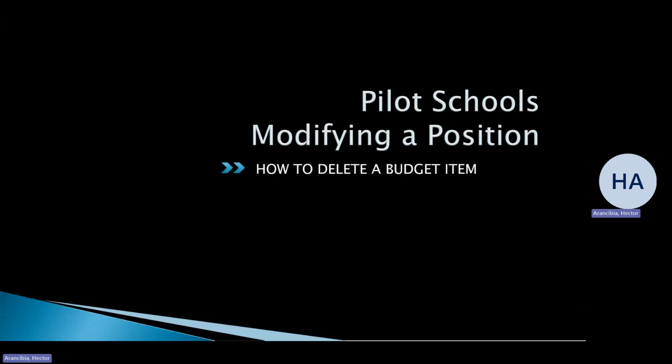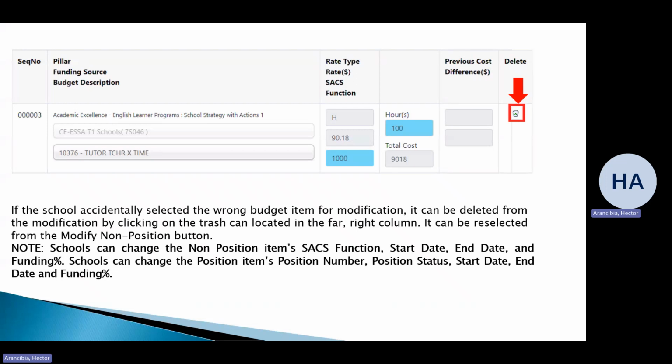And now we're going to cover how to delete a budget item. If the school accidentally selects the wrong budget item for modification, it could be deleted by clicking your trash can located in your far right column. It can also be reselected from the Modify Non-Position button. Schools can change the non-position item SACS function, start date, end date, and the funding percent. Schools can change the position's item's position number, the position status, the start date, the end date, and the funding percent.